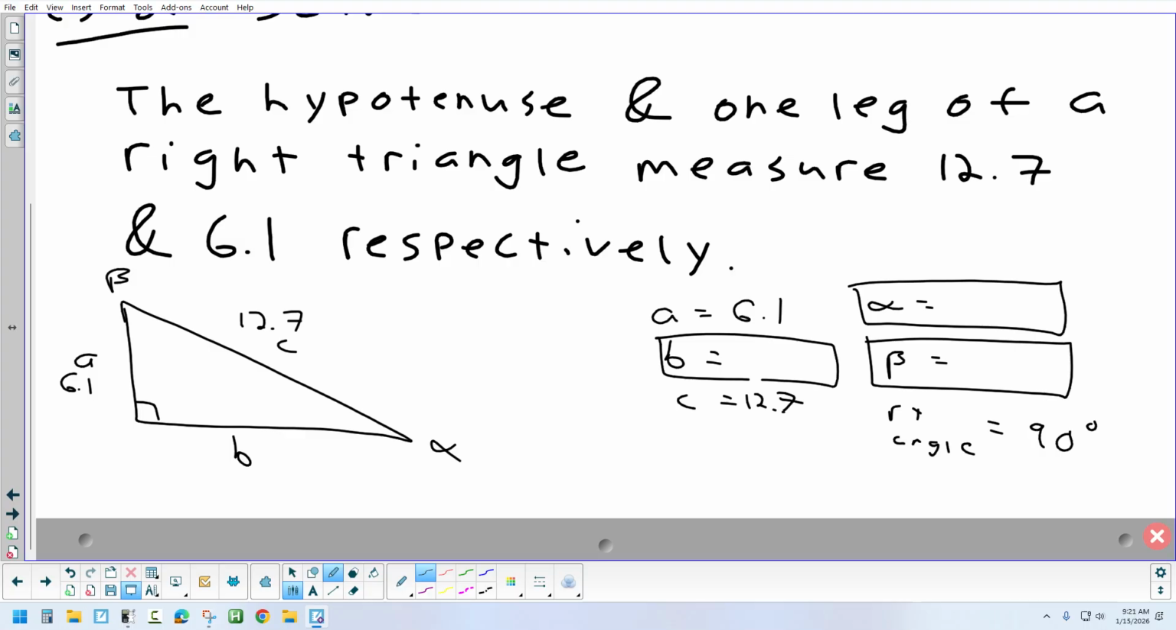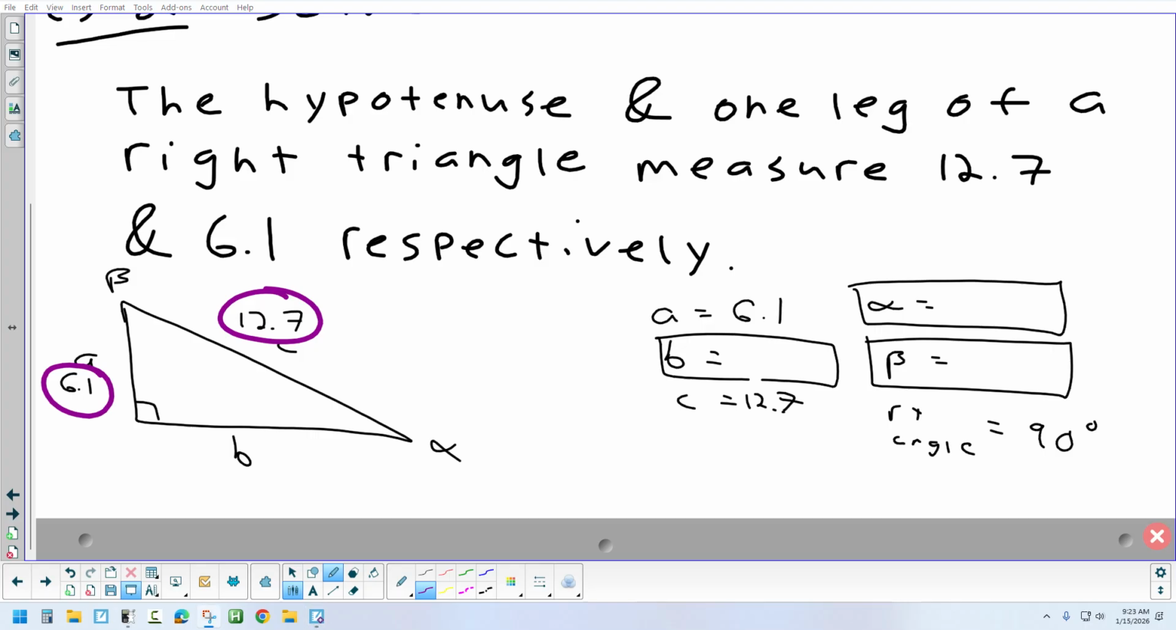Okay. So, any suggestions what I do first here? Yep. Find beta. How are we going to find beta? We've got to use two sides. What are the two sides you're going to use? The adjacent and hypotenuse. Yep, we're going to use the adjacent and the hypotenuse. Okay. So those are the two sides.